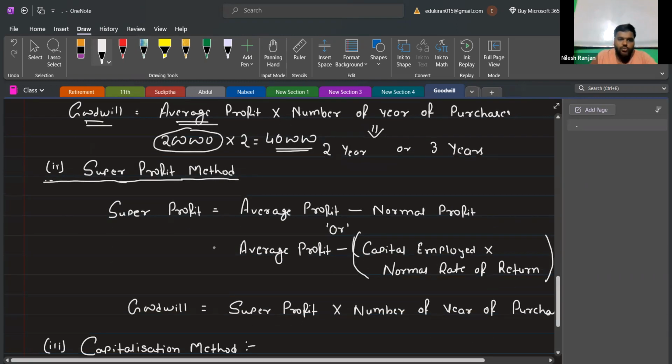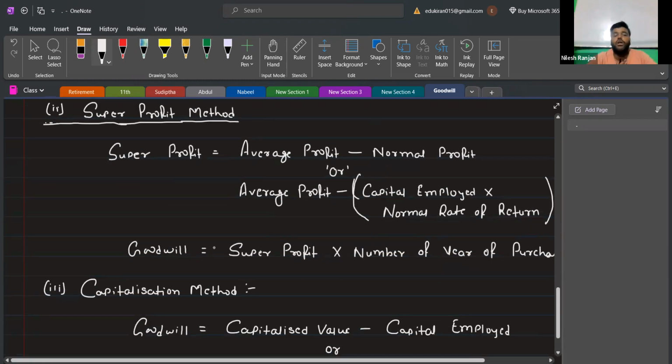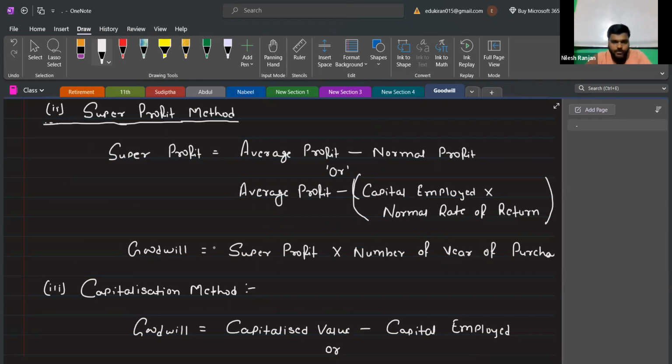The next is the super profit method. Actually, this super profit formula is also asked in examination. The formula for super profit is average profit minus normal profit, or average profit minus some other profit that will be given in the question. So the formula is average profit minus normal profit.